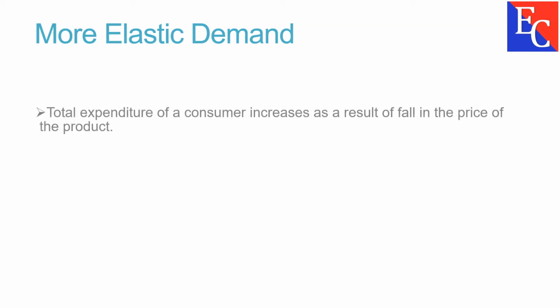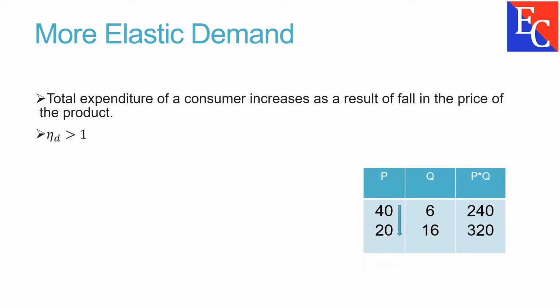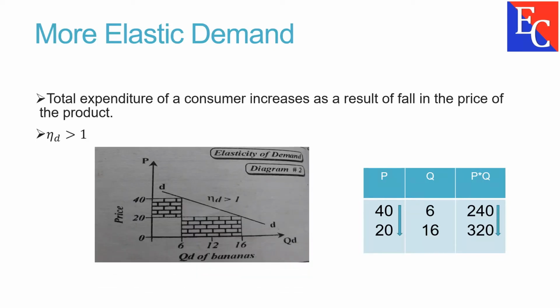More elastic demand. Total expenditure of consumer increases as a result of fall in price of a product. In this case, elasticity of demand is greater than 1. According to the table, when price decreases from 40 to 20, total expenditure increases from 240 to 320. This is shown in the figure as follows, where elasticity of demand is greater than 1.